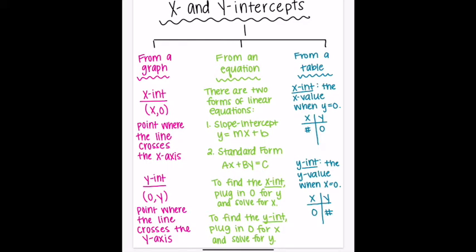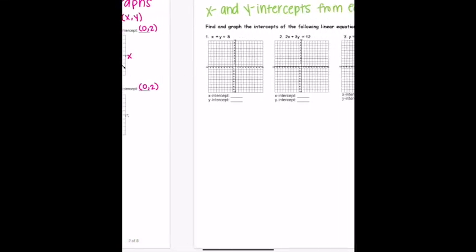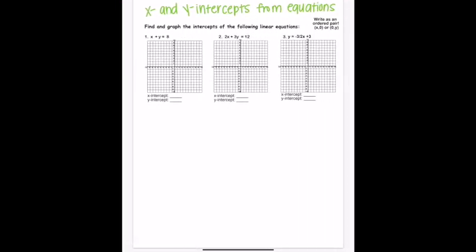All right, so let's look at some examples of equations and finding the x and y intercepts from the equations. Okay, in number 1, we have x plus y equals 8. So let's find the x-intercept first. So to find the x-intercept, we're going to plug in 0 for y. Notice I'm putting it in parentheses. Anytime we plug something into an equation, we want to put it in parentheses.